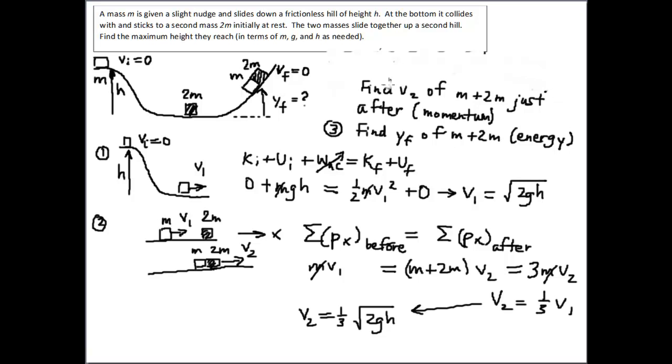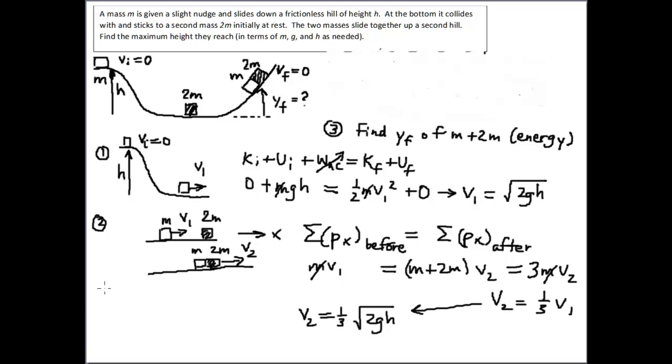And so it's a pretty straightforward calculation, because I have at the bottom of the hill this combined mass 3m moving at a speed v2 that I know, and at the top of the hill, when it stops moving for just an instant, when it's at its maximum height, then I know that the velocity is 0, and therefore the kinetic energy is 0. So step 3, actually, I can draw here.